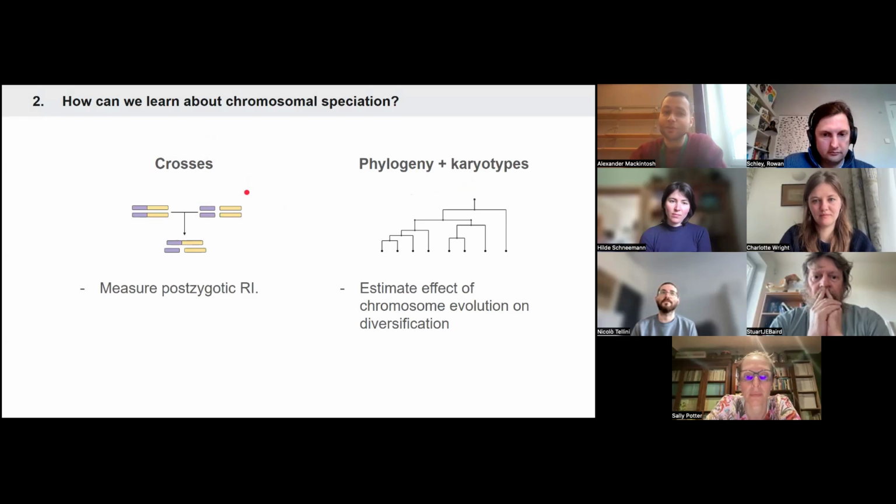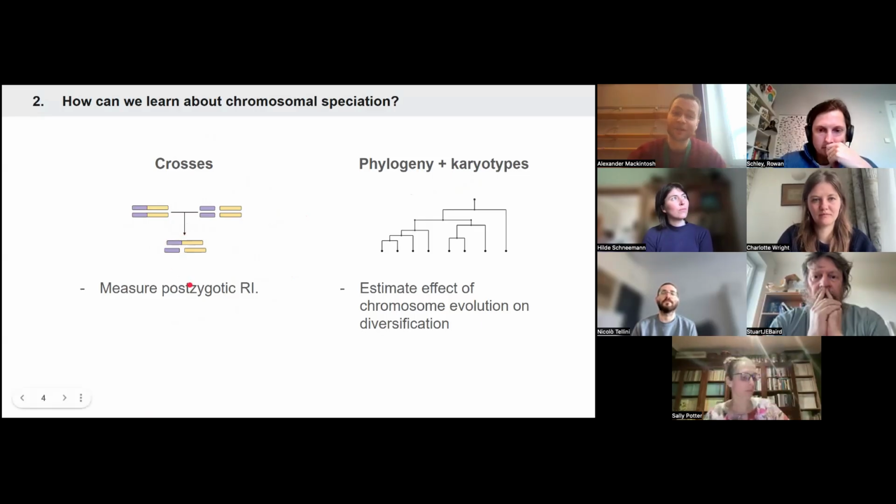If you perform crosses in the lab, you would take individuals from either the same population or different populations or different species that differ in their genome arrangement. And then you would generate F1s, and you'd hopefully, or at least attempt to, measure something about reproductive isolation. So it could be the fertility of F1s, and then you could generate back crosses.